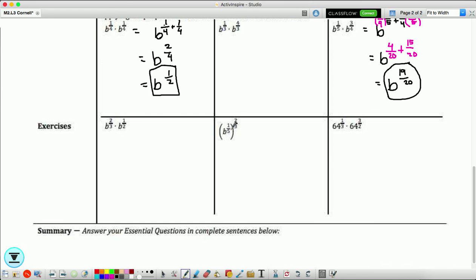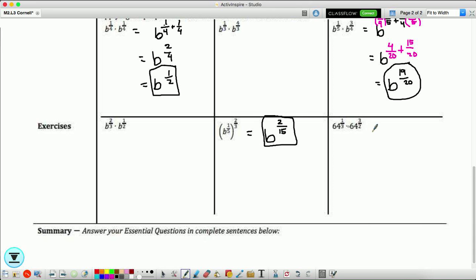This next one is really simple, and so all we're doing is multiplying those exponents. So I would have b to the numerators, it's 1 times 2, which is 2. Denominator is 5 times 3, so 15. And that's how I would leave that one.